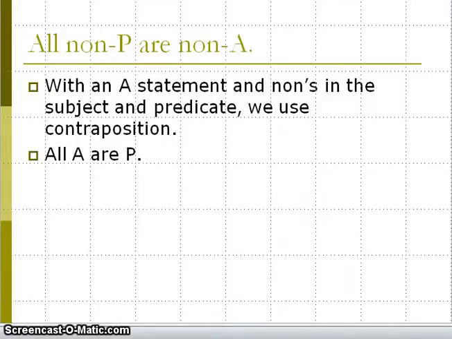Now we have all non-P are non-A. We know that this is an A statement, and we know that contraposition will work on an A statement. So with contraposition, we switch predicate and subject, so the non-P becomes the predicate and non-A becomes the subject. And then with contraposition, we give it term complements. So non-A becomes A, non-P becomes P, and the predicate moves to the subject. So all A are P. So that now becomes our second premise.